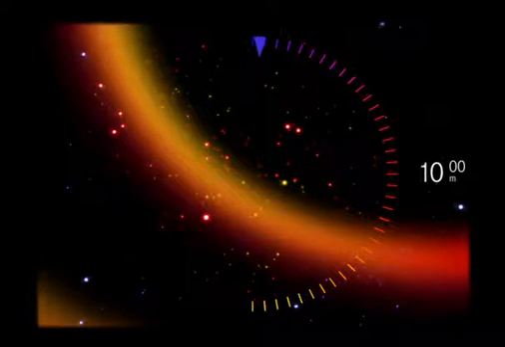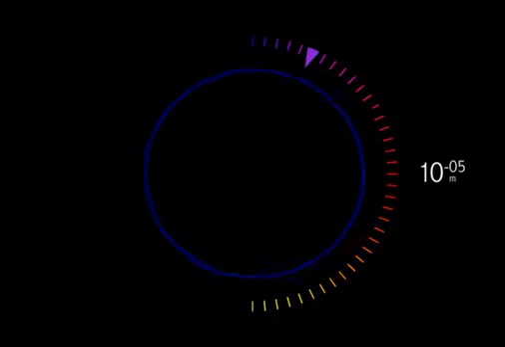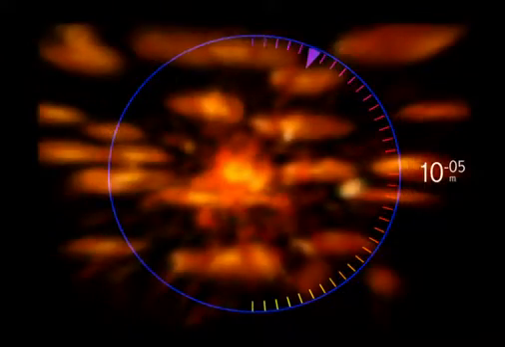So here we go in our movie. We're going to start shrinking. We're going to go fast at the beginning because, well, there's lots of interesting things like molecules and chemistry at that level, but we want to slow down at the level of biology. So here we are at 10 to the minus 5.